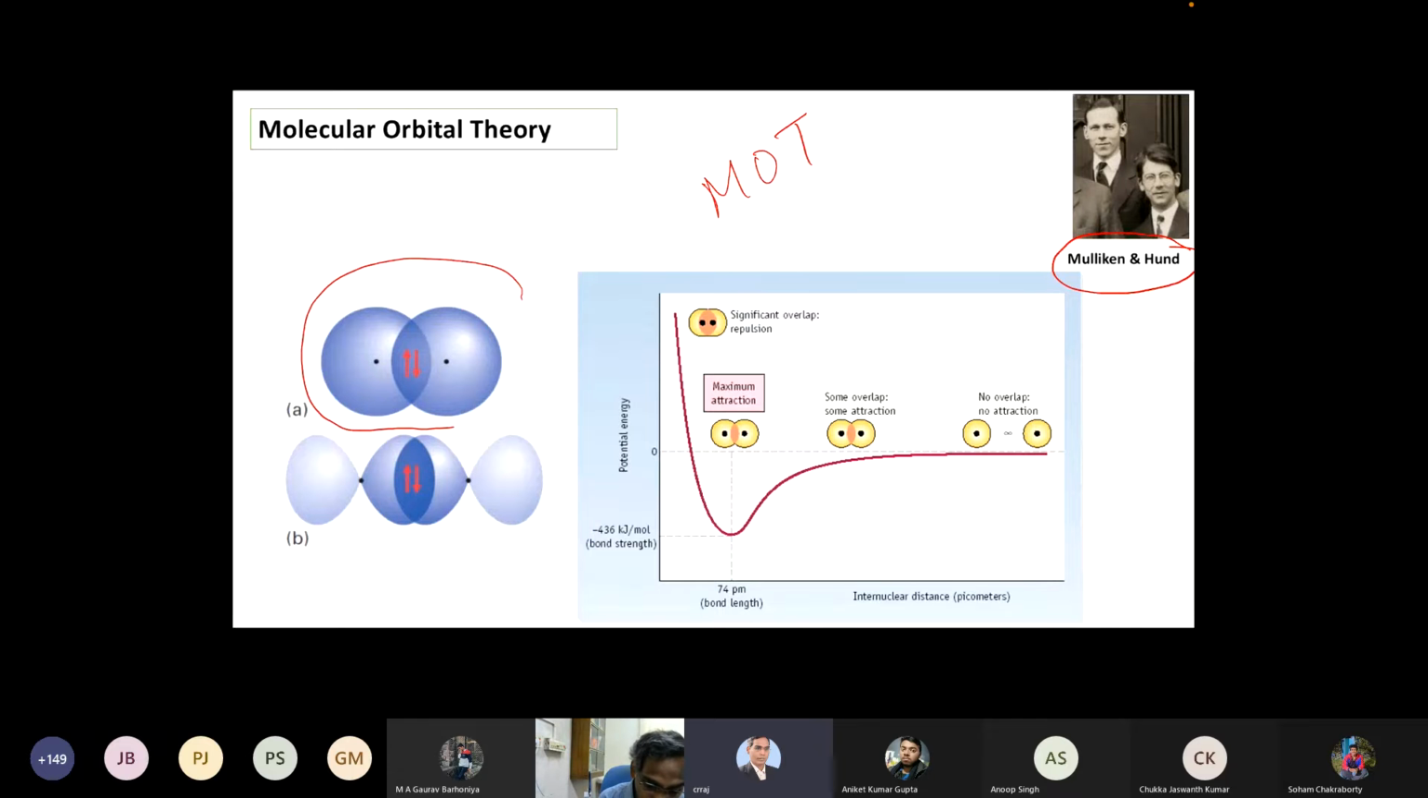Again, we are talking about overlap, right? We don't call it hybridization; what we call it is an overlap. Say an s orbital here, and here is a p orbital, right? If there is an effective overlap, there is a bond formation.